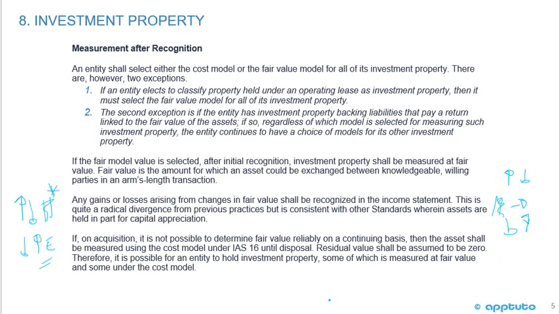If on acquisition it's not possible to determine fair value reliably on a continuing basis, then the asset shall be measured using the cost model under International Accounting Standard 16 until disposal. Residual value shall be assumed to be zero. Therefore, it is possible for an entity to hold investment property, some of which is measured at fair value and some under the cost model. And that's the last slide for this LOS. Thank you.